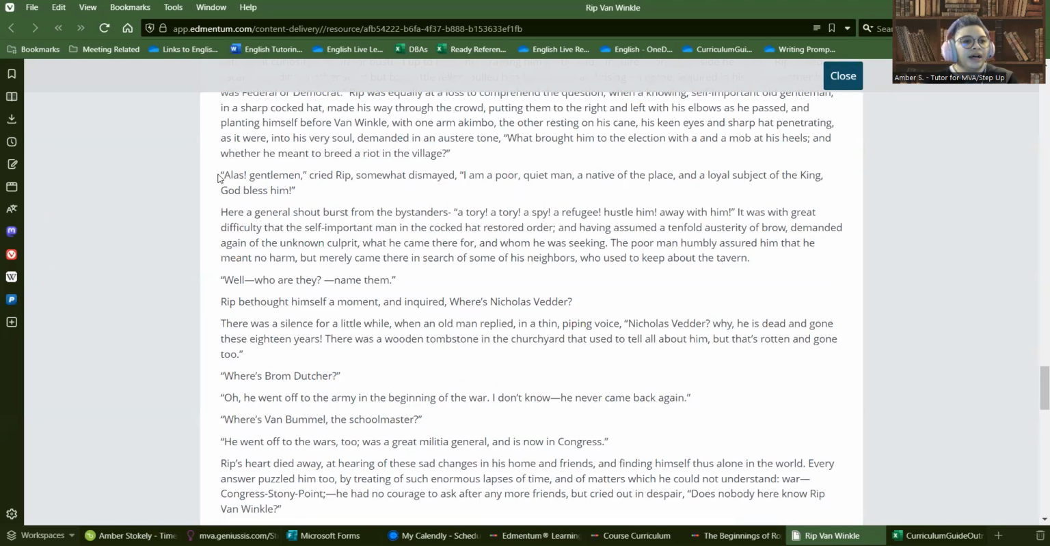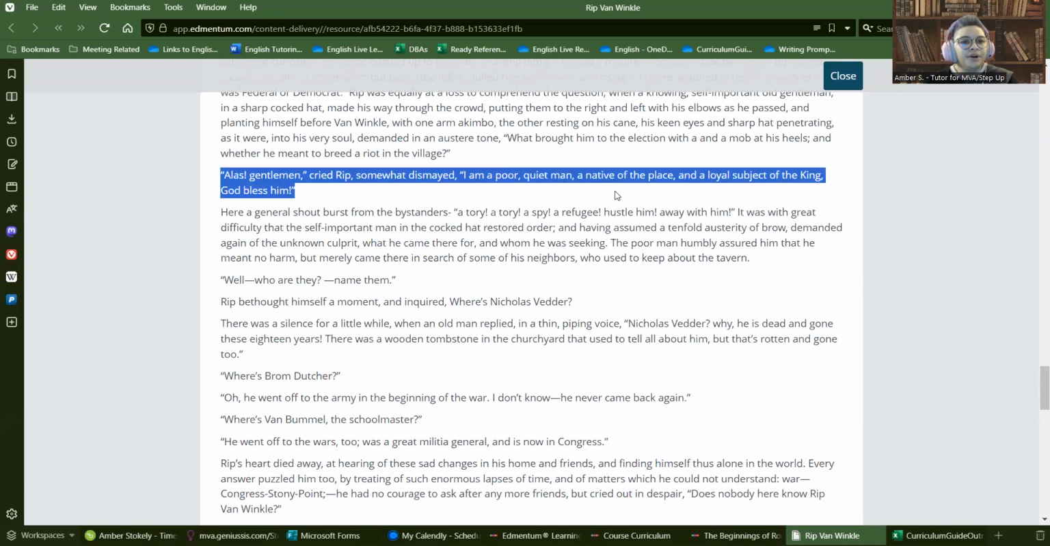We're getting there. "Alas, gentlemen," cried Rip, somewhat dismayed, "I am a poor, quiet man, a native of this place, and a loyal subject of the king. God bless him." Now, he comes from a time when the colonies were still under the king. So he's saying this now that everyone's kind of heated and they care whether you're allied with the British or the colonists. So this was not the correct thing to say.